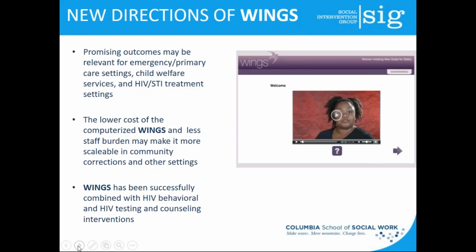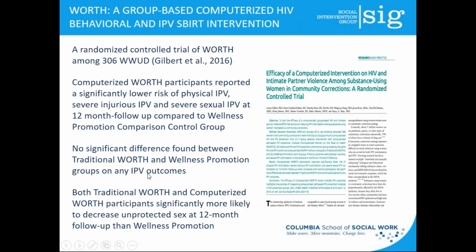In terms of the directions that we're going with Wings now, I think the promising outcomes from this trial may be relevant for emergency primary care settings, child welfare service, HIV/STI treatment settings, and you, folks in the audience, may have other ideas for it as well that I'm curious to hear. The lower cost of the computerized self-paced version of Wings and less staff burden may make it more scalable in community corrections and other settings. And Wings has been combined successfully with some HIV behavioral interventions and HIV testing and counseling interventions, which I'll talk about now a little bit.